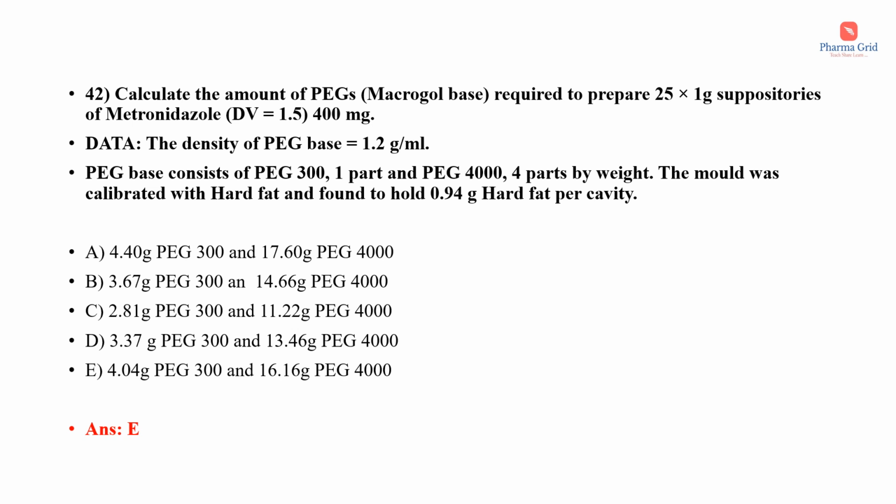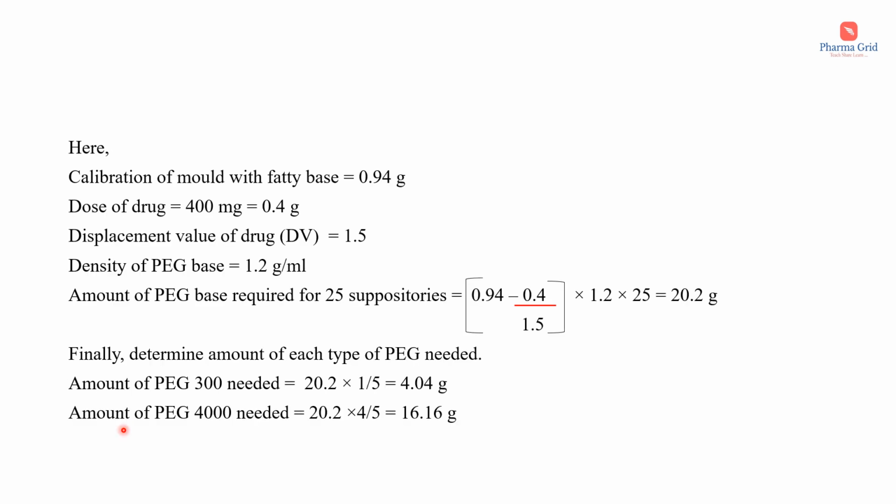Okay, so let's see how we will do this calculation. In this question, the calibration of mold with fatty base is equal to 0.94 gram. Dose of the drug is equal to 400 milligram. Convert this into gram, we will get it as 0.4 gram. Displacement value of drug is equal to 1.5 and the density of PEG base equal to 1.2 gram per ml. And we need to prepare 25 suppositories. So the amount of PEG base required for 25 suppositories, substitute all these values in the formula given. So we will get the value as 20.2 gram. So 20.2 gram is the amount of PEG base required for 25 suppositories.